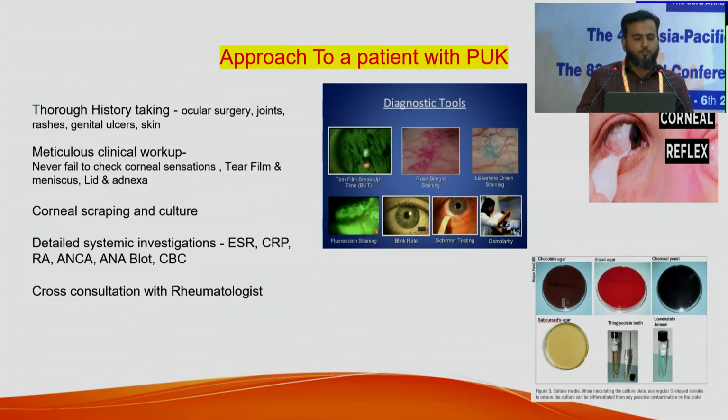So how to approach a patient with a PUK? Thorough history taking is necessary. Meticulous clinical workup: you should never fail to check the corneal sensation, tear film, meniscus, as well as adjacent lid and adnexa. Corneal scraping, yes, definitely. Whenever in doubt, you should do a corneal scraping and culture. And detailed systemic investigations when you suspect a systemic cause of PUK, like ESR, CRP, ANA, blot, CBC, because you will be starting immunosuppression. Also, cross consultation with rheumatologists is very essential whenever you are suspecting a systemic cause of PUK.